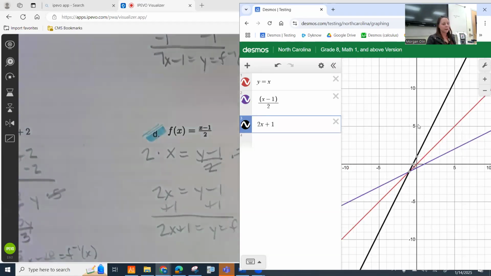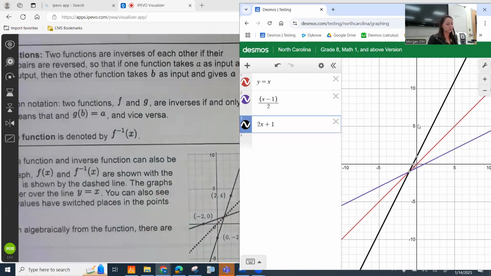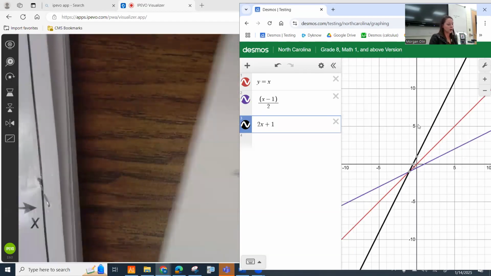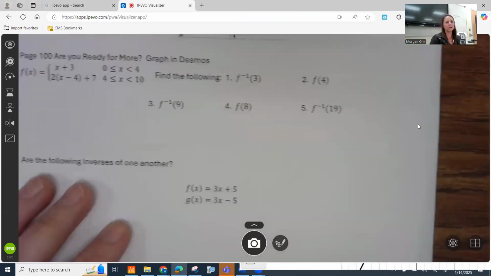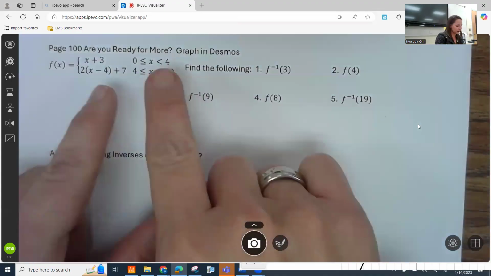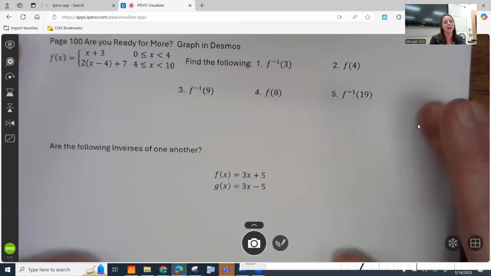Now, let's go to our paper. This does come from unit or page 100. Are you ready for more? However, they have this on page 100. They just don't have all these. I want to find all this. So I want to kind of put these together.